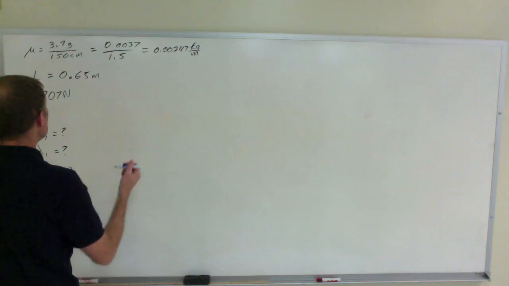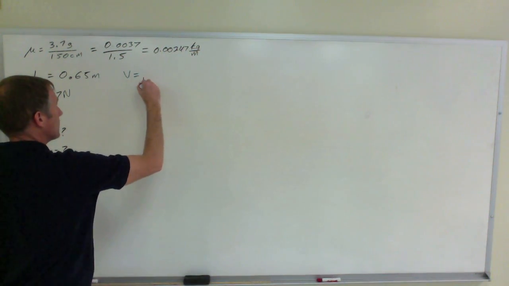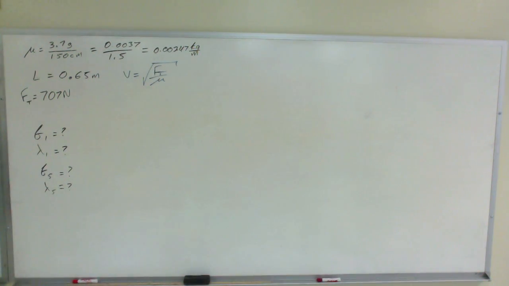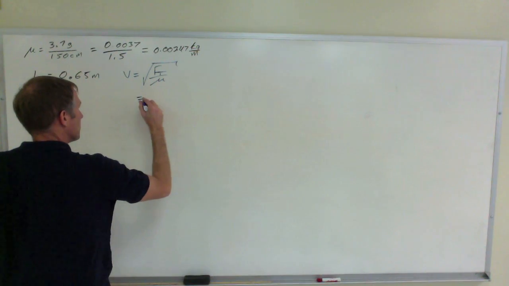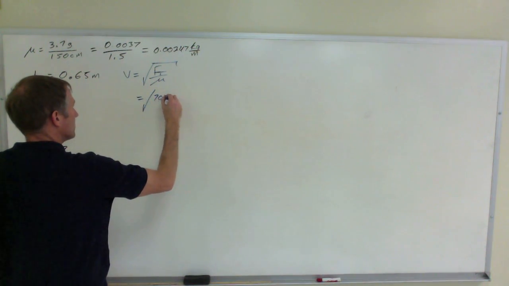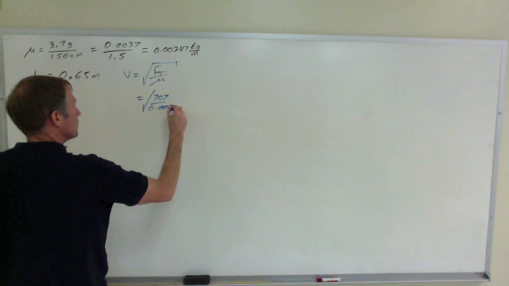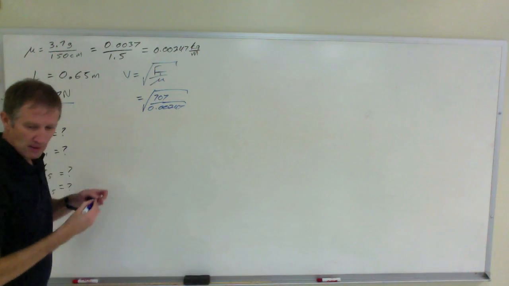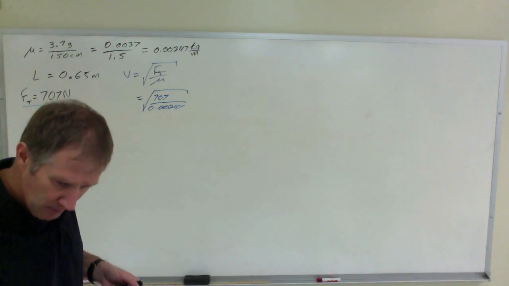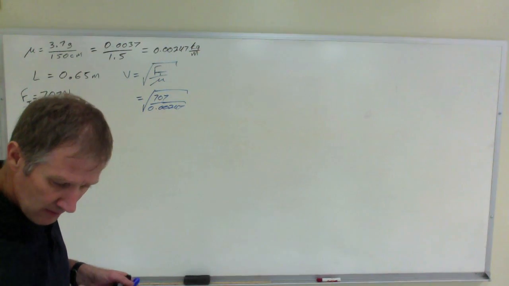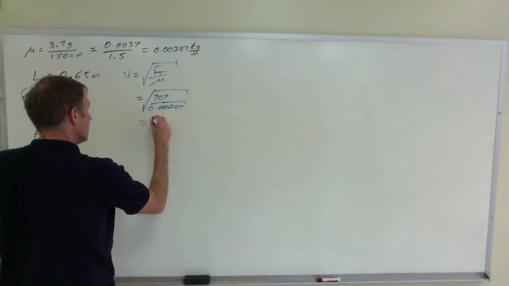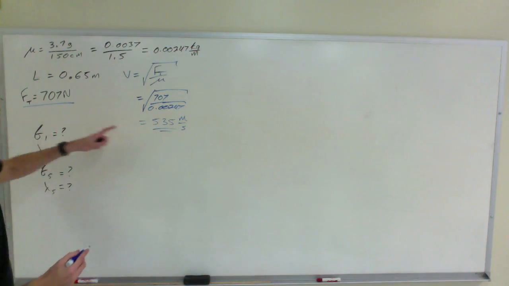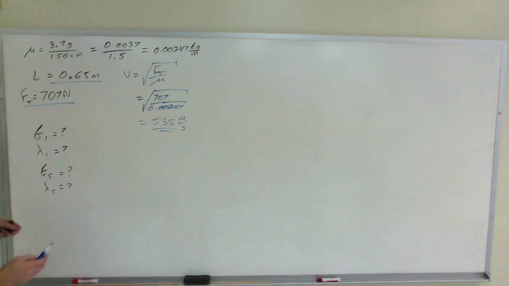And then to calculate the value of V, the speed of a wave on that string, remember it's the square root of tension over mu. We've already done this, but just to repeat, that's 707 over 0.00247, because the tension is right here. And that came out to be 535 meters per second.